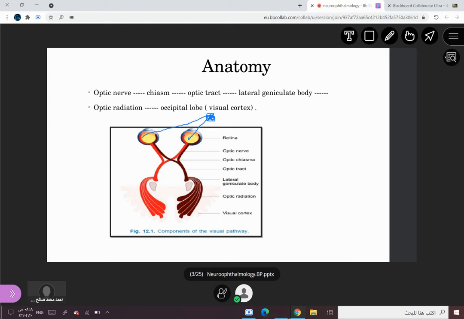So this object which is located under my right field will fall on the right nasal fiber and left temporal fiber. So it will go to which hemisphere? To the left hemisphere. Excellent. It will go to the left hemisphere.